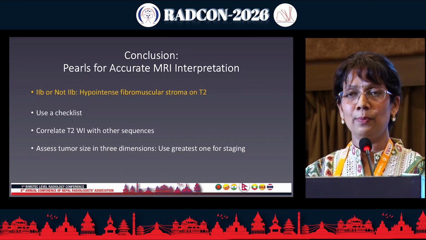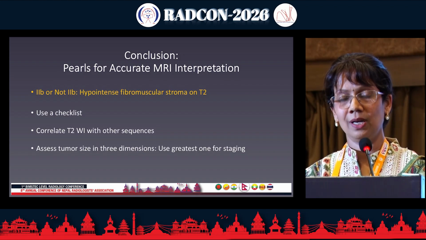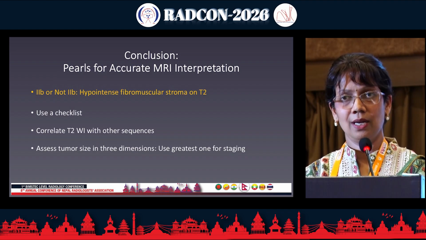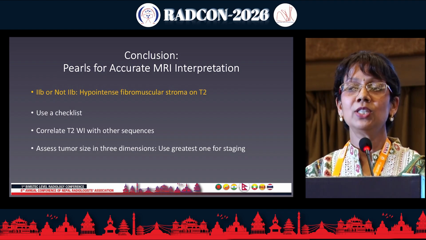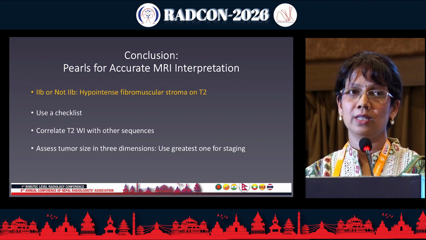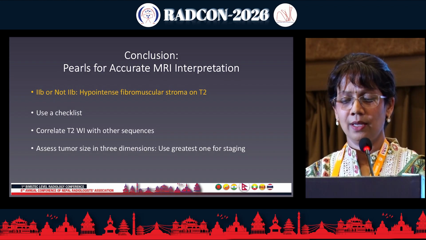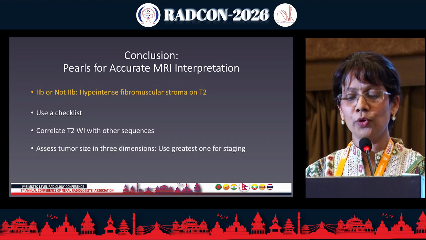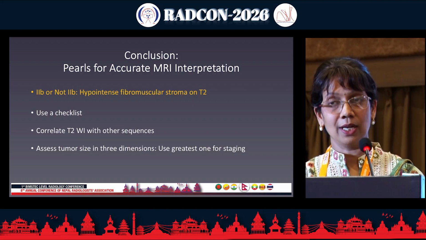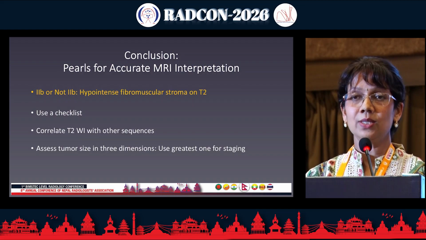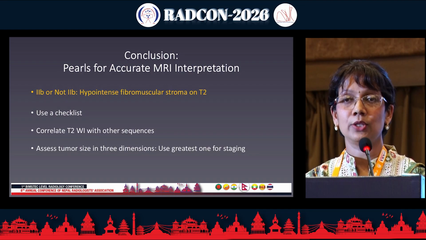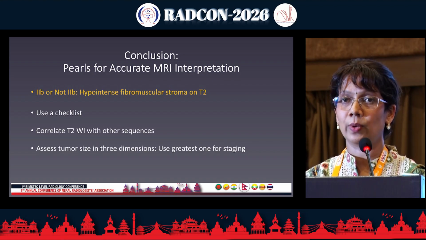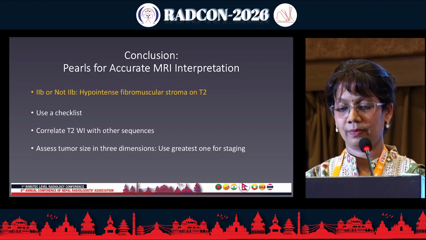So for this, the hypointense fibromuscular stroma has to be looked at on the T2 sequence. We must use a checklist rather than just jumping to conclusions. It is important to correlate T2 weighted images with other sequences. And it is also important to assess the tumor size in 3 dimensions, using the greatest one for staging.